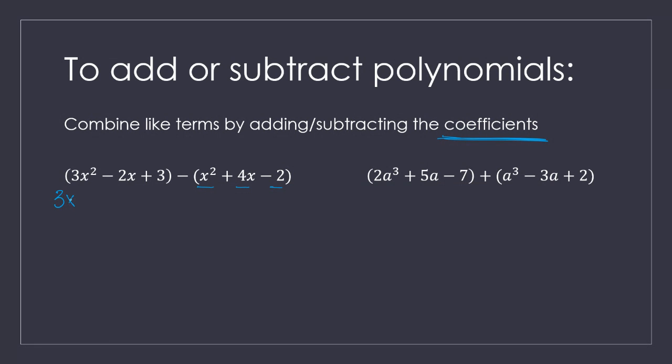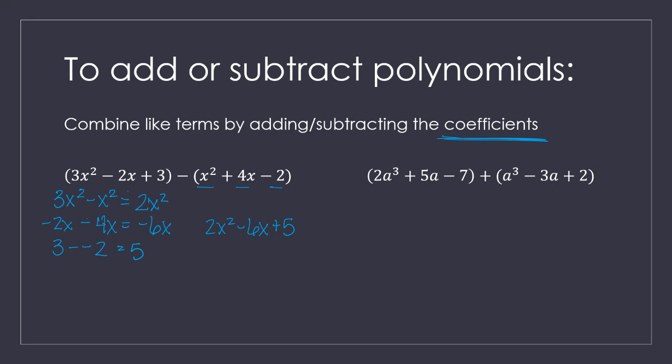So I'm going to take 3x squared minus x squared, which is 2x squared. I'm going to take negative 2x minus 4x, which is negative 6x. I'm going to take 3 minus negative 2, which is 5. The result is my new polynomial. So 2x squared minus 6x plus 5 is my expression, okay? So again, you're just combining like terms, you're adding or subtracting the coefficients. Just be careful about your signs, especially when you're subtracting. You have to subtract every piece in that second parenthesis.